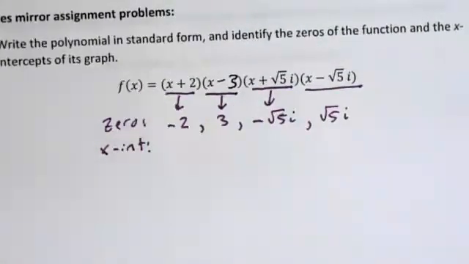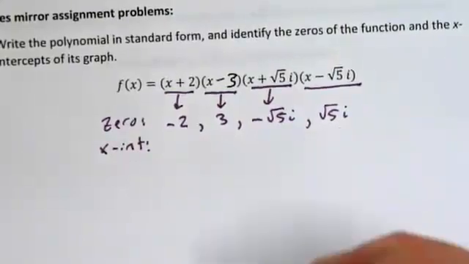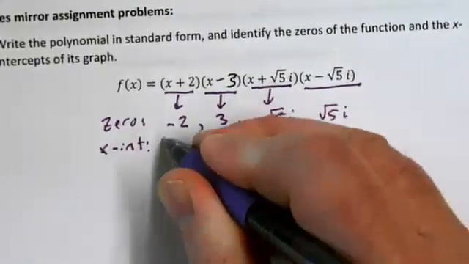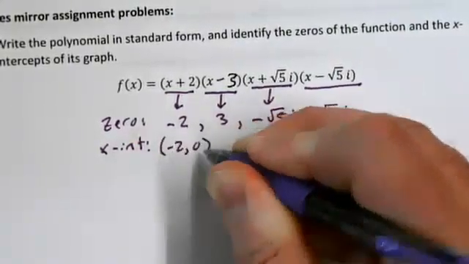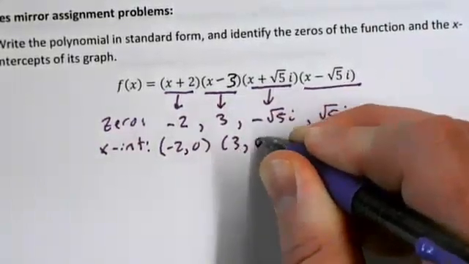So we'll get x-intercepts from any zeros that are real only. So these two are complex zeros. They will not contribute x-intercepts. We do have an x-intercept from that real 0 at -2, 0. And another one from the 0 at 3. That would be 3, 0.